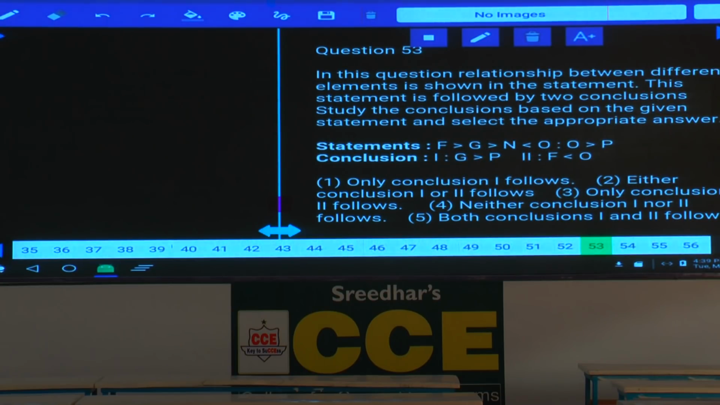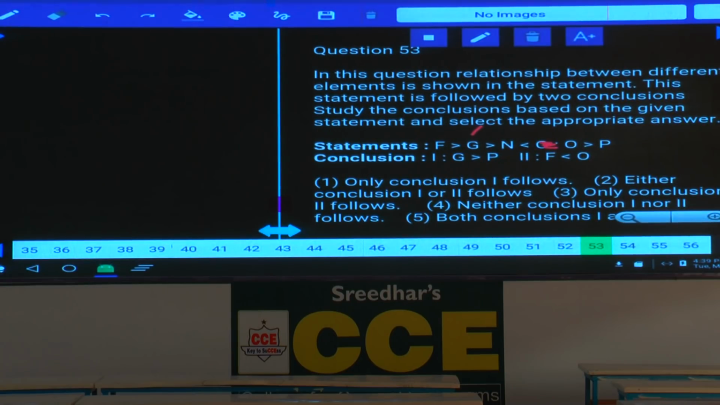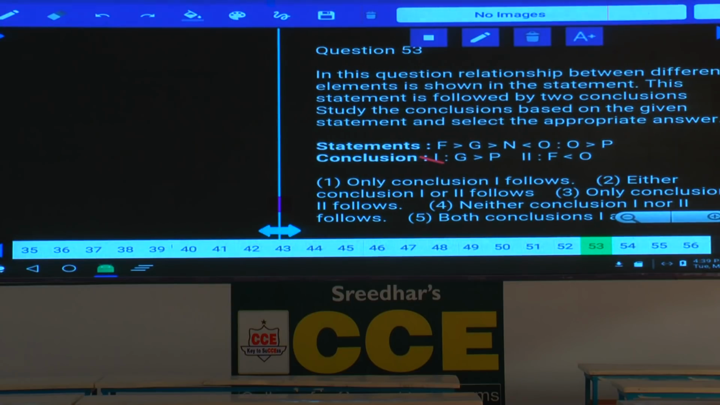Then 53. Now in this question number 53, the relation between G and P. G is here, P is here. Now O is here, O greater than P. Between G and P there is 1 greater than and 1 lesser than, 2 opposite symbols, no relation between these two. First conclusion cannot be drawn. Then coming to the second one, F and O, 1 greater than, 1 lesser than, again 2 opposite symbols, this also does not follow. Hence neither 1 nor 2, that is choice 4 is the answer. Question number 53, choice 4.